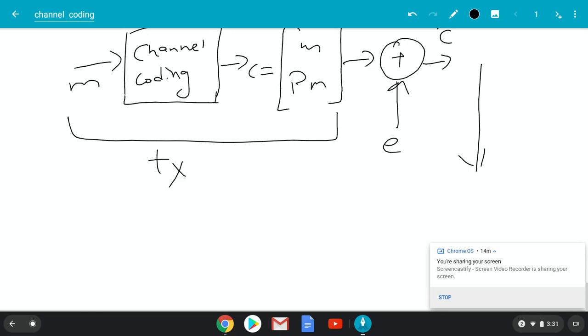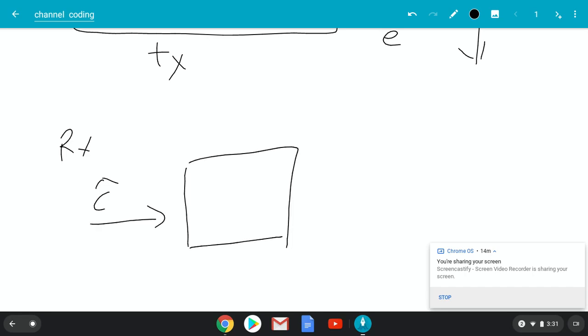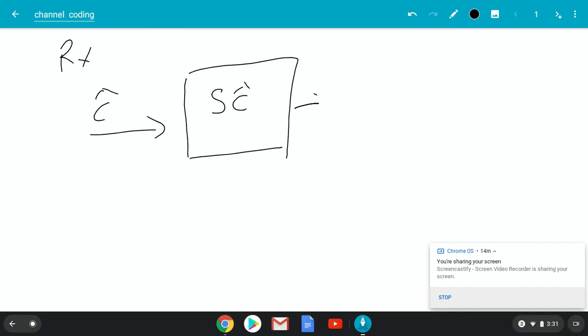Okay, and then this is the channel. Now at the receiver, the output of the channel is C hat. Then the first thing you do is calculate the syndrome, right? So you calculate S times C hat, and then you get small s.